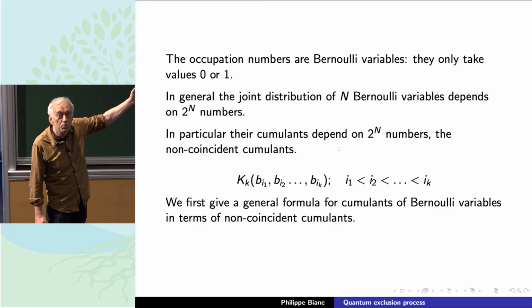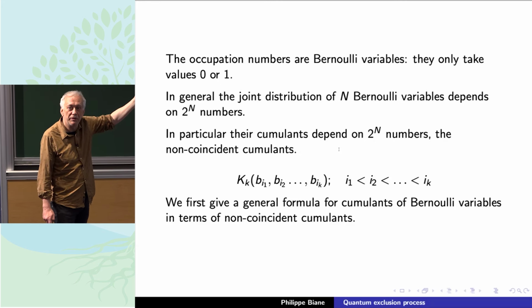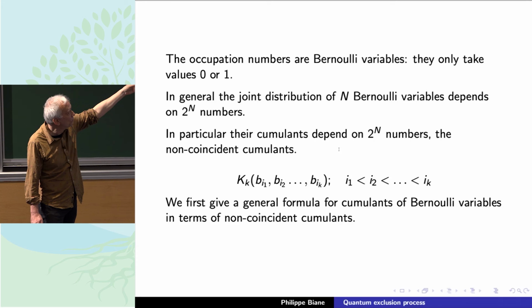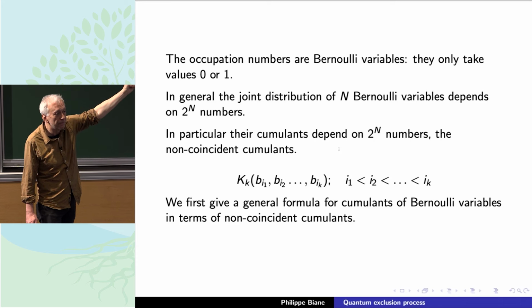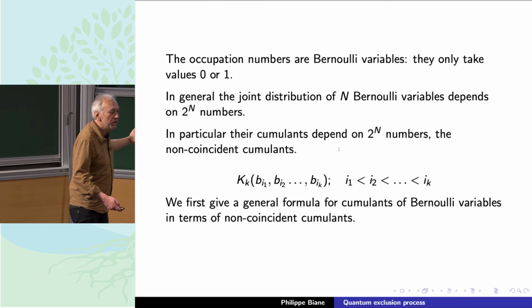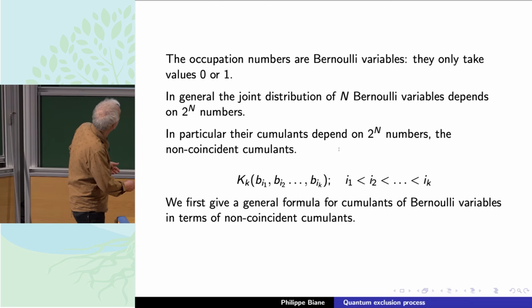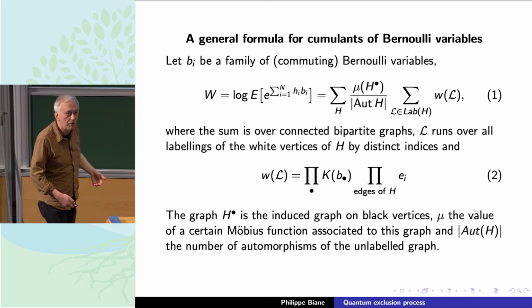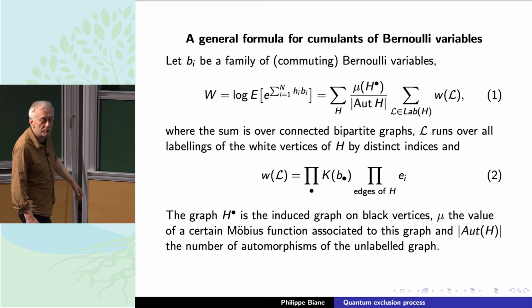We know that arbitrary cumulants of Bernoulli random variables should be expressible in terms of these numbers, so 2 to the n numbers, and nothing more. So we know there should exist a formula. The problem is to find one, so here is one. I don't know whether this formula is well known or not, but we derived it for the paper.